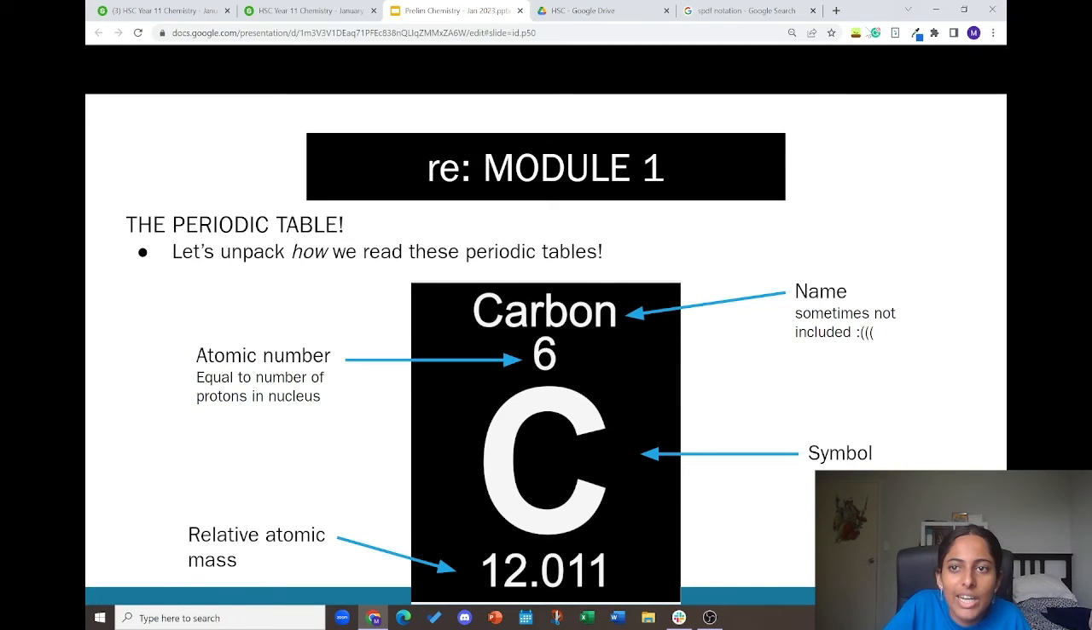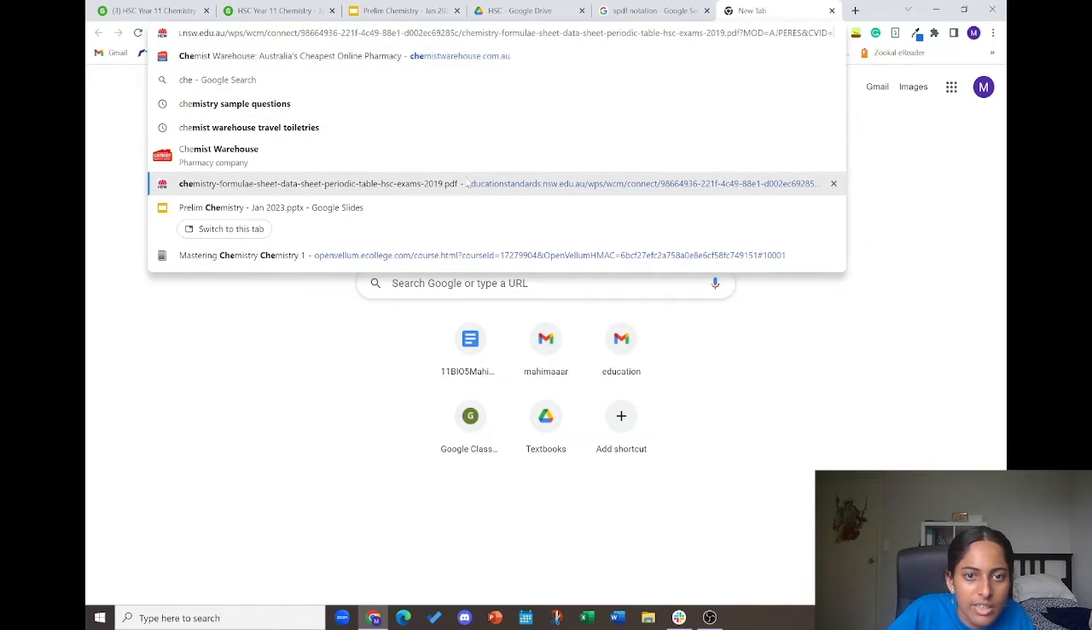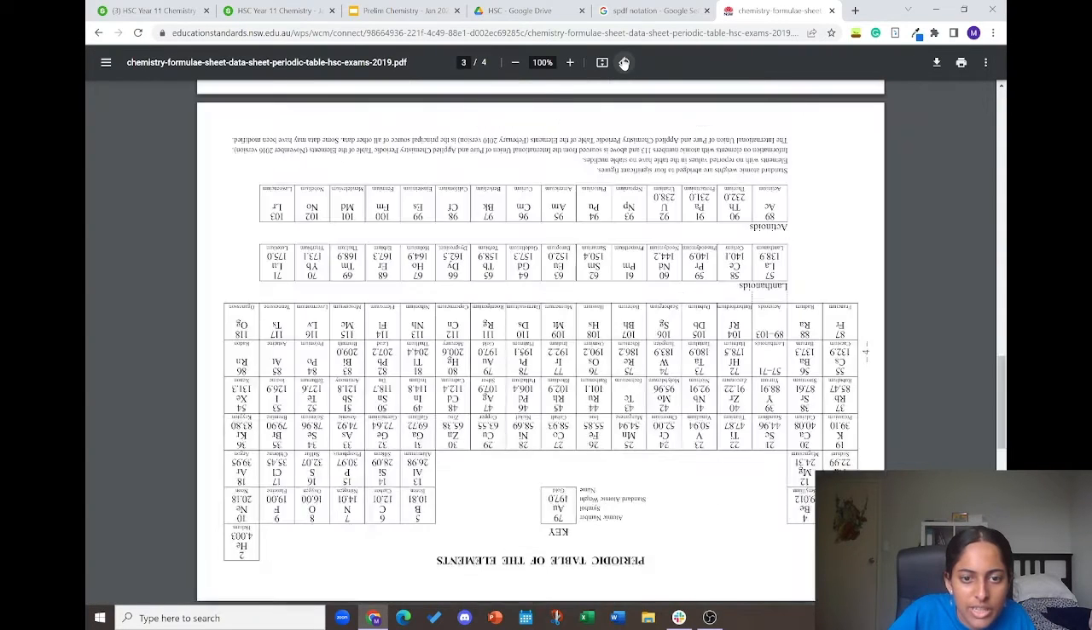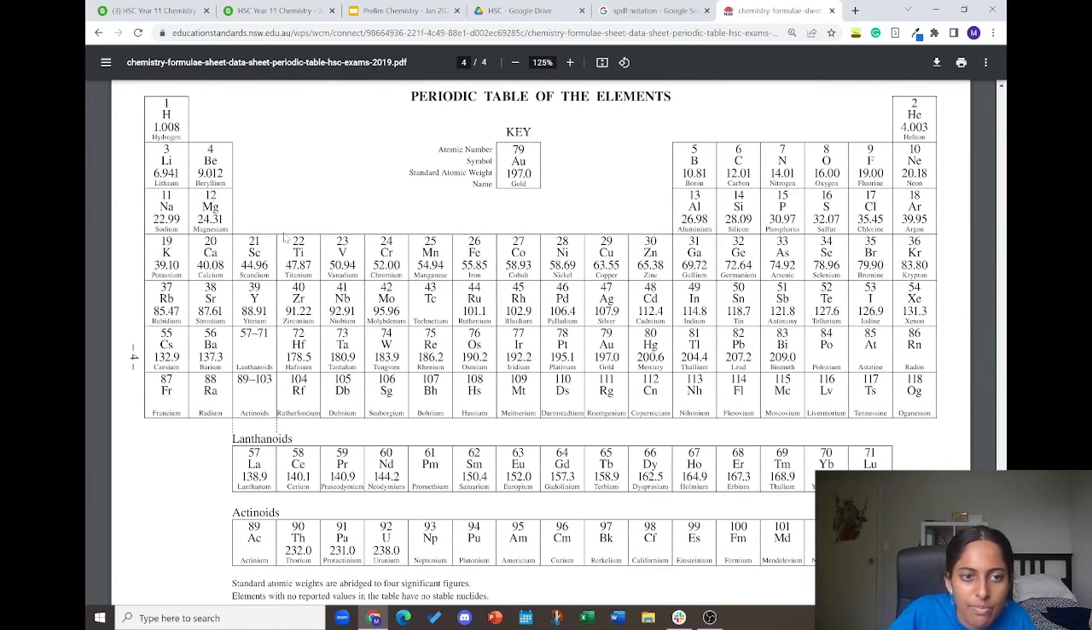But if we look at the periodic table that we have over here, I'll just rotate this. This is the HSC periodic table. They've given you the names, which is good, as well. So if you ever forget what the symbol stands for, you can always look at the name underneath. So I recommend that you just print this out and have this next to you whenever you're doing practice problems, because you want to get familiarized with what this periodic table shows you.